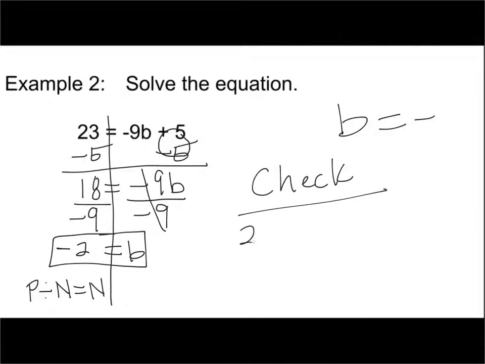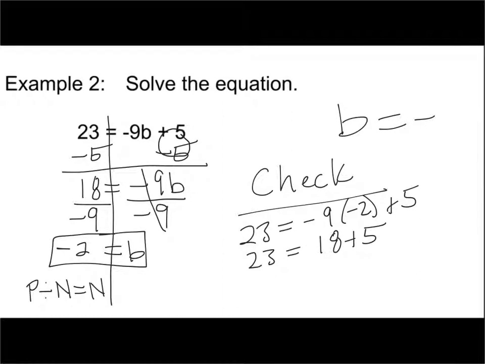So we have 23 equals negative 9 times negative 2 plus 5. Let's make sure this is going to work. So 23 equals, see, a negative times a negative is a positive. 9 times 2 is equal to 18 plus 5. 23 equals, that's the 18 plus 5 is equal to 23. We're good.